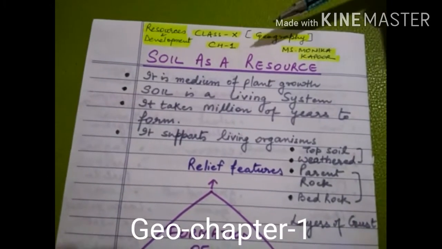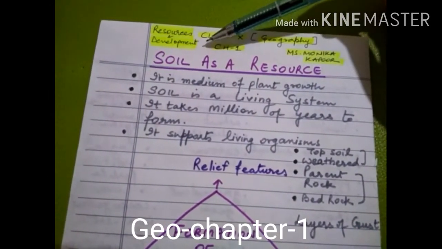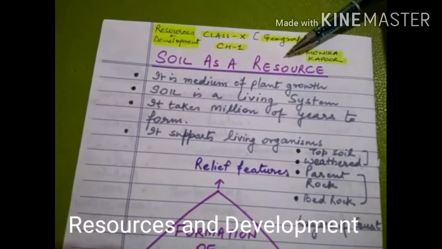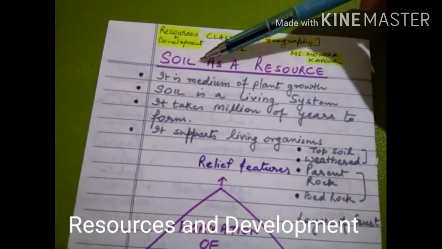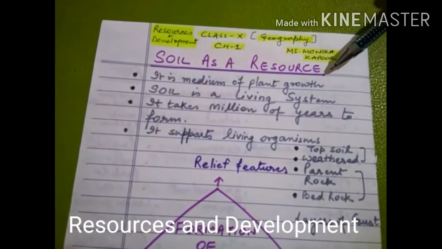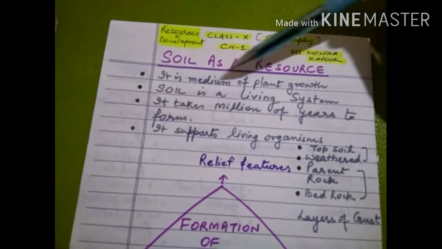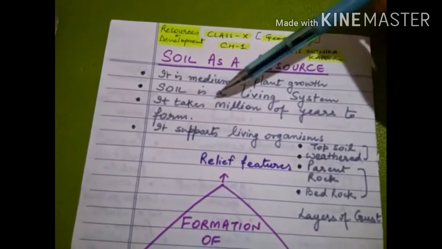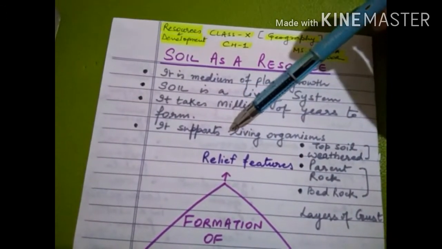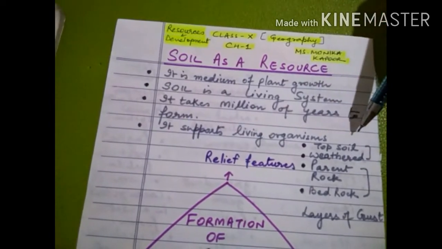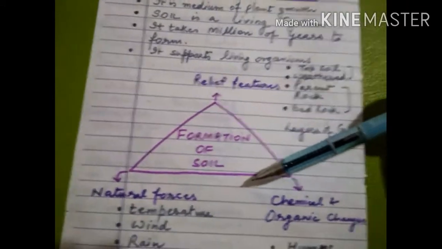Hello students, we were doing Geography Chapter 1 Resources and Development, in which you have covered resources, then land resources. Now this is the last topic of the chapter, soil as a resource. You know that soil is the most important renewable natural resource as it is the medium of plant growth. Soil is a living system, it takes millions of years to form and it supports living organisms on earth. So let's study the formation of soil.